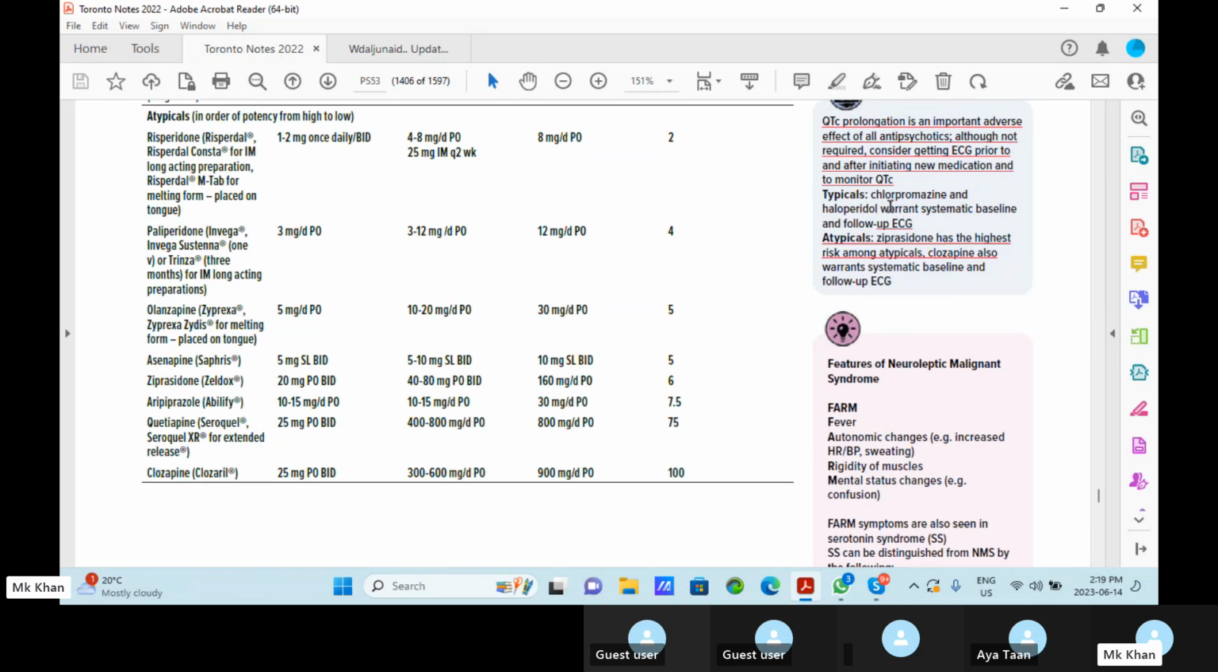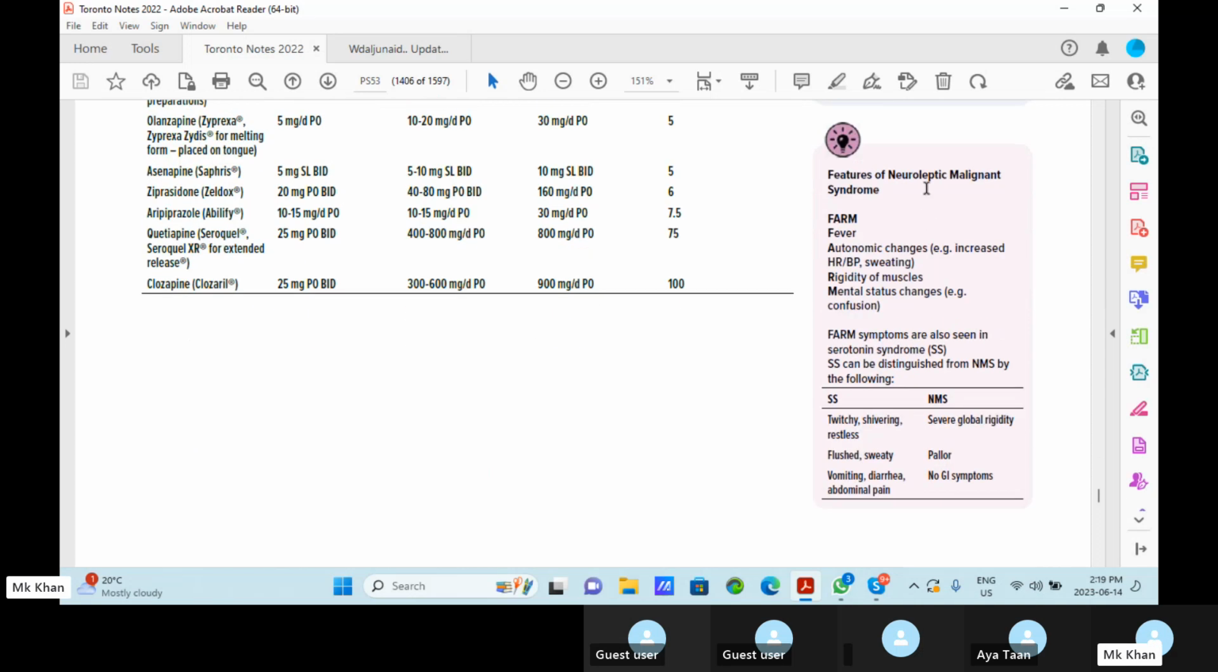And what are the typical ones? Chlorpromazine and haloperidol warrant systematic baseline and follow-up ECG. And from the atypicals, ziprasidone has the highest risk among atypicals, and clozapine also warrants systematic baseline and follow-up ECG. So in the atypical ones, these two are important to have the ECG profile, and then in the typical one, the chlorpromazine.